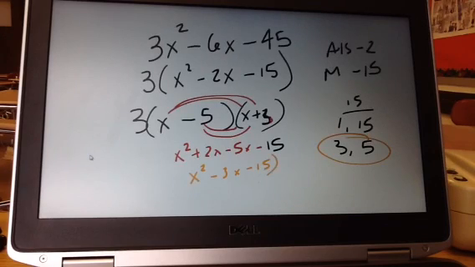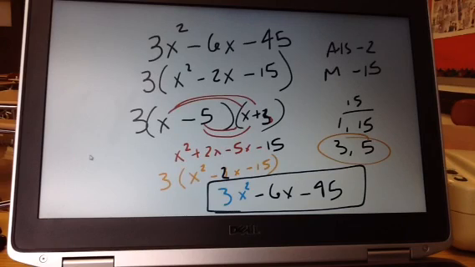And when I times it by 3, I wind up back to the original 3x squared minus 6x minus 45, which is exactly what I started with. So again, the way to factor this, you wind up pulling out the GCF, and then you do a trinomial.